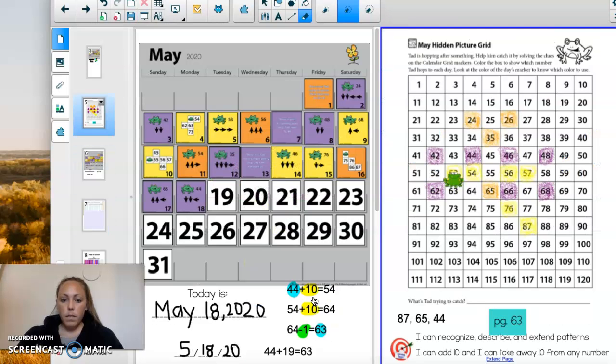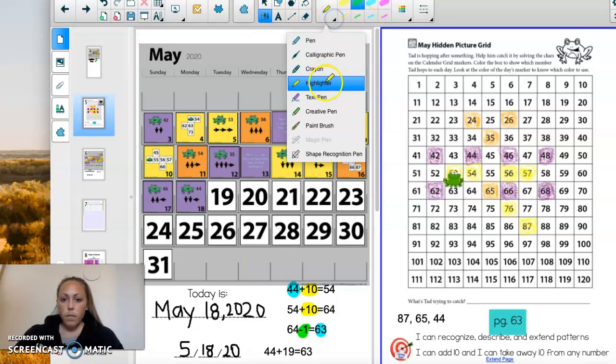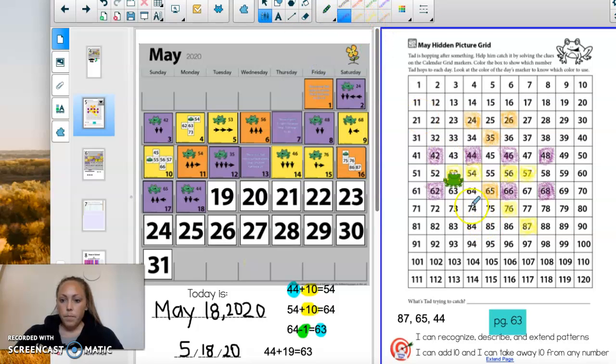So, did we color in 63? Oh my goodness, we forgot to do that. So, we need to get our purple crayons out and color in 63. Can't believe I almost forgot that. Alright. Remember, we know it's purple because the card that we flipped over today on the calendar is purple. Okay. Ooh, that was a close one. Alright.